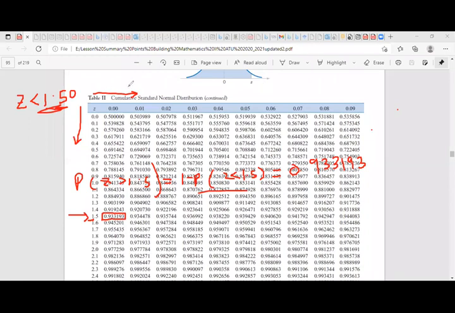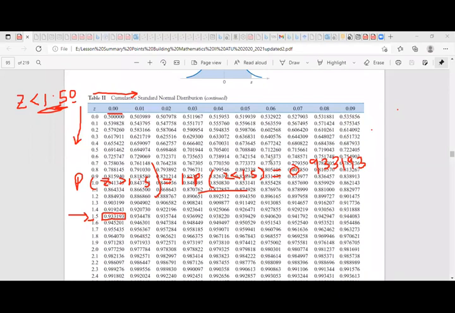Before I take your questions, let me start on this again because I wasn't recording. So we're finding Z less than 1.5. You first find the reading to one decimal place, which is read on the first column here. That is 1.5. Then you read the second decimal place, which is 0.00 here. Where this row and this column intersect gives you the probability we are looking for.